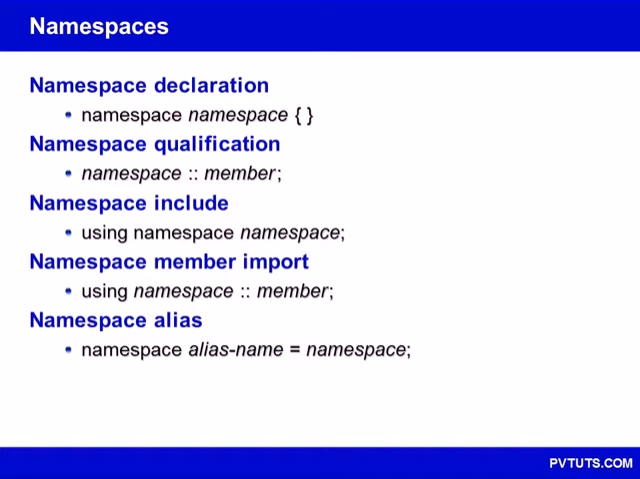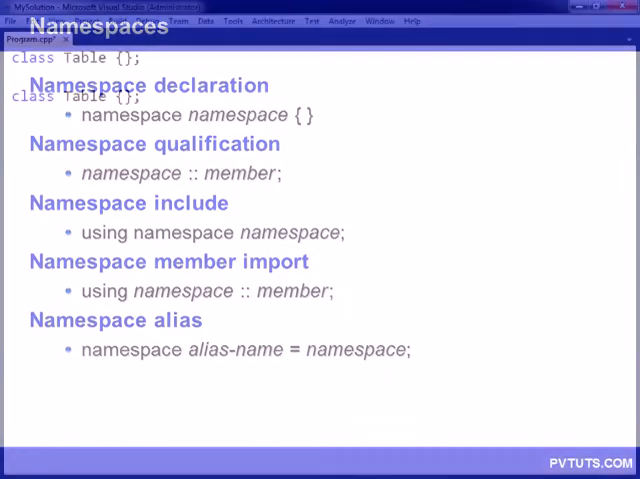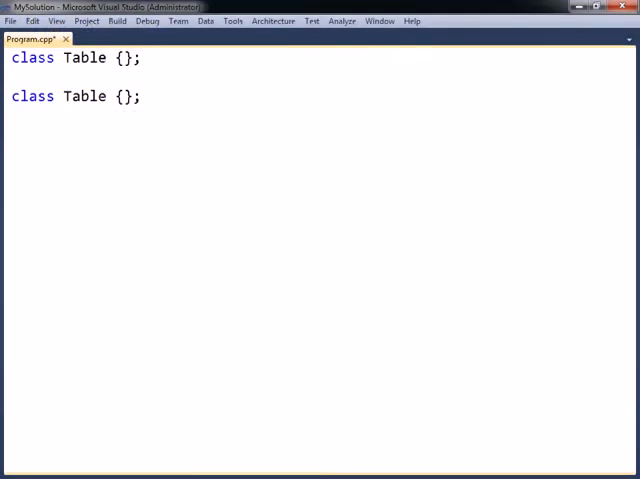Namespaces are used to avoid naming conflicts by allowing entities, such as classes and functions, to be grouped under a separate scope. In the example shown here, there are two classes that belong to the global scope. Since both classes share the same name and scope, the code will not compile. One way to solve this problem would be to rename one of the conflicting classes.